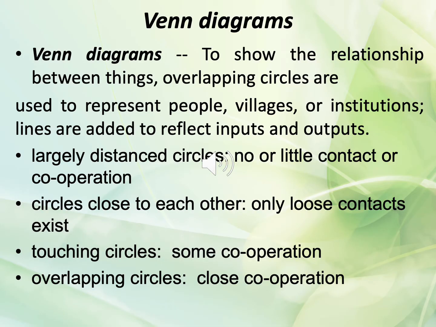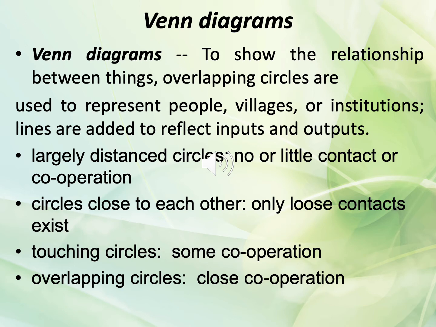So the Venn diagram is another tool. This is used to show the relationship between things. Overlapping circles are used to represent people, villages or institutions. Lines are added to reflect inputs and outputs.